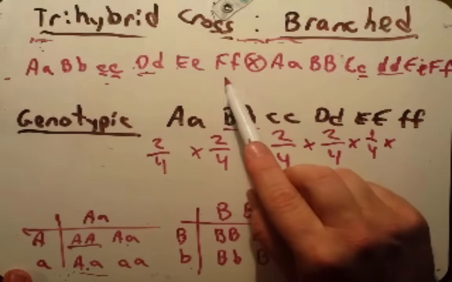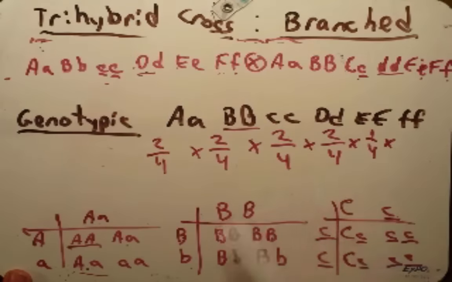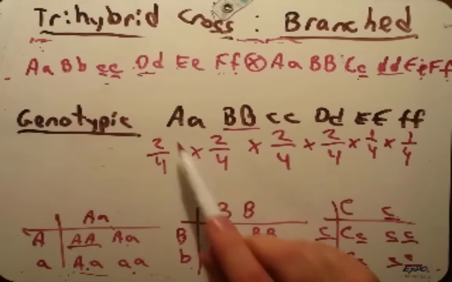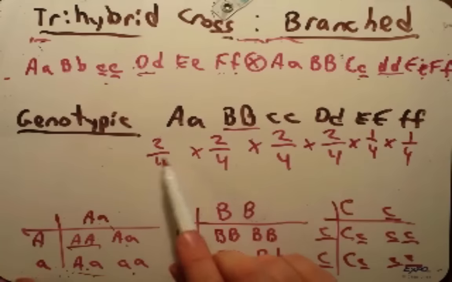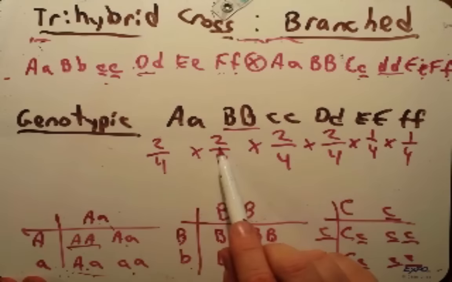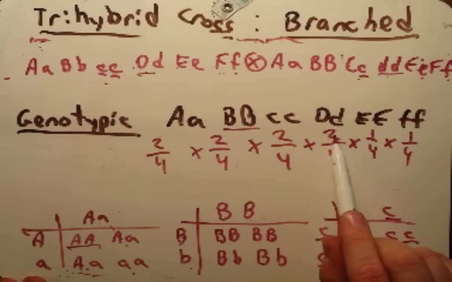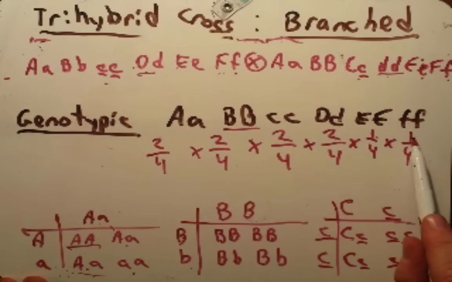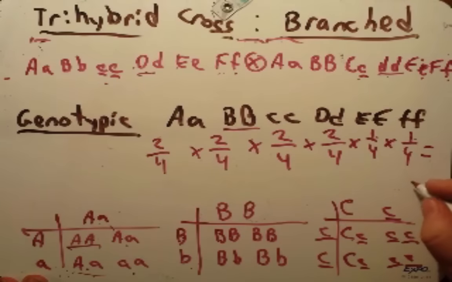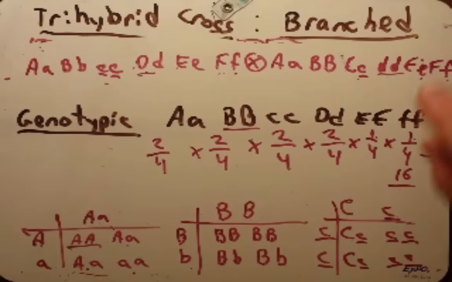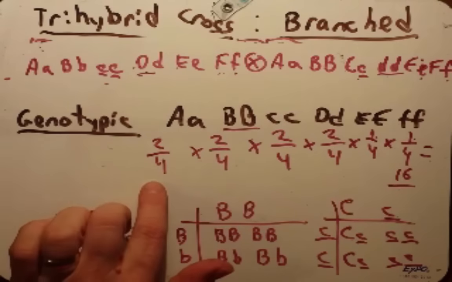Now we have 2 heterozygotes, big F little f times big F little f. Little f is going to be 1/4. So the probability that you're going to have this genotype from this cross, you just multiply this through. 2 times 2 is 4, times 2 is 8, times 2 is 16, times 1 is 16, times 1 is 16. So this is going to be equal to 16. Alright, so now let's multiply the denominators.